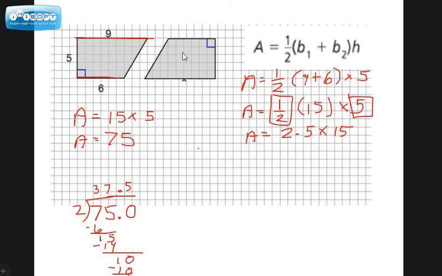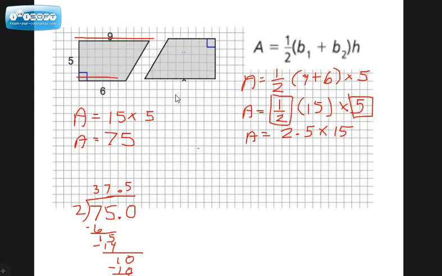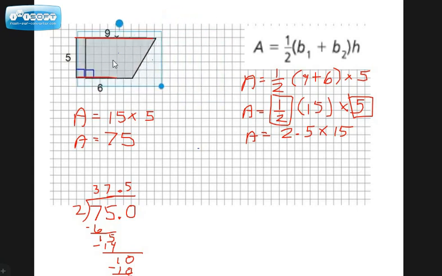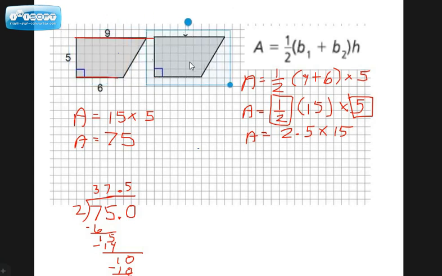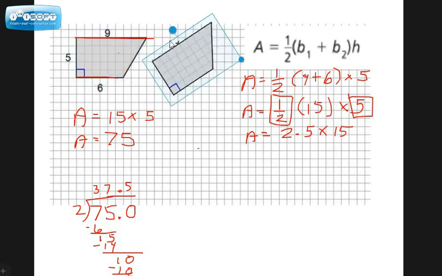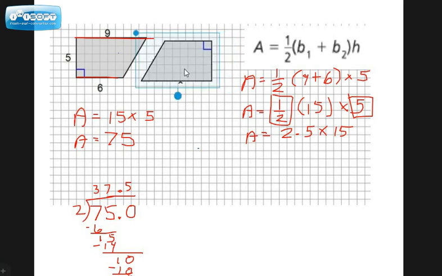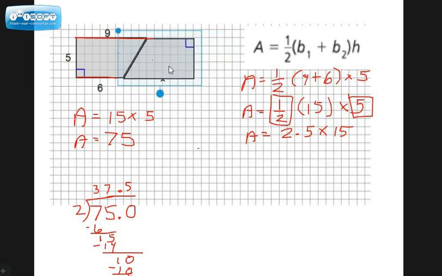Now let me rotate this around just to show you. Oops, wrong thing that I wanted to move. This is what I'm trying to do. All right, so if I show you that this is the same trapezoid, just put it over top so you can see. If I rotate that around and move it over like that, do you see how it forms a rectangle?